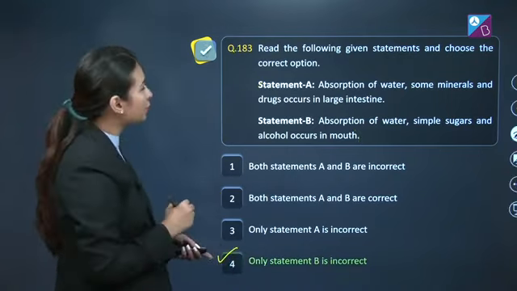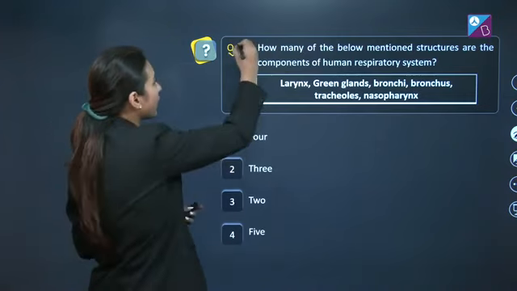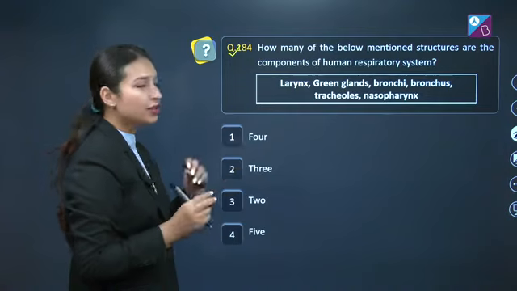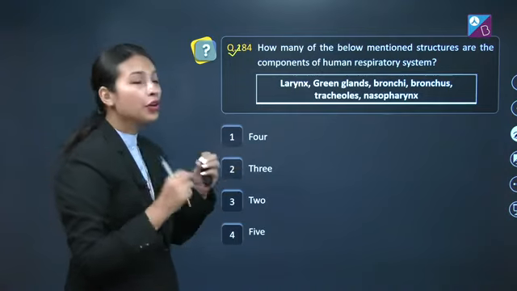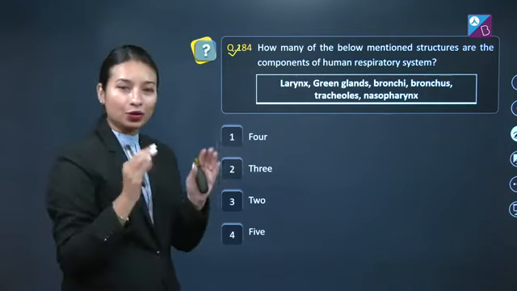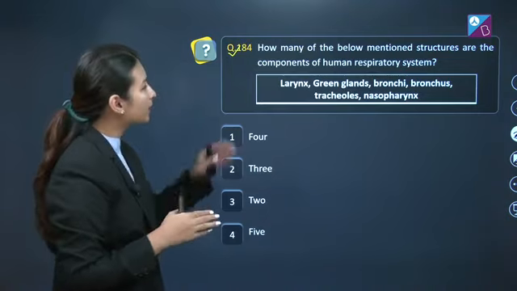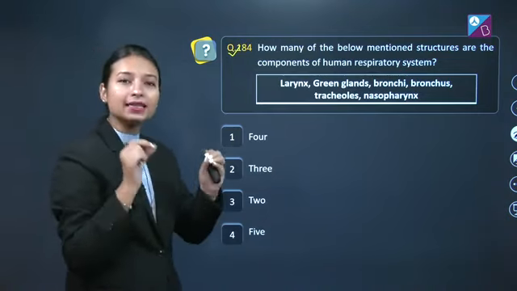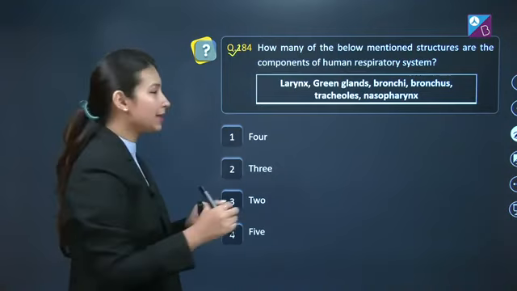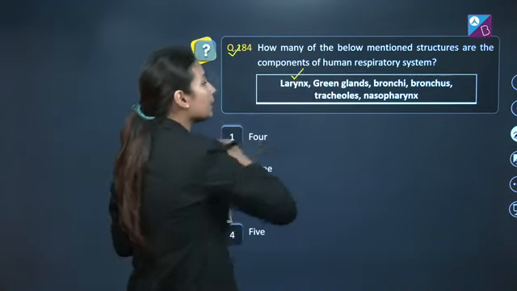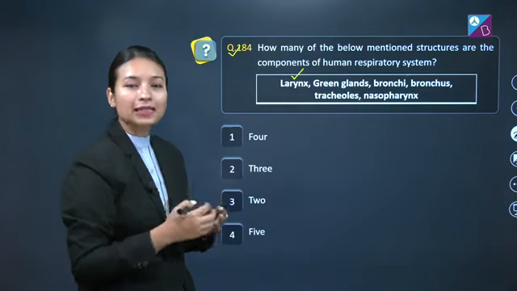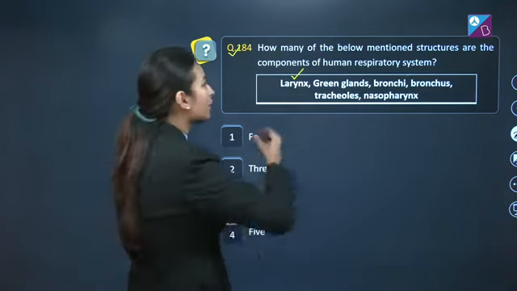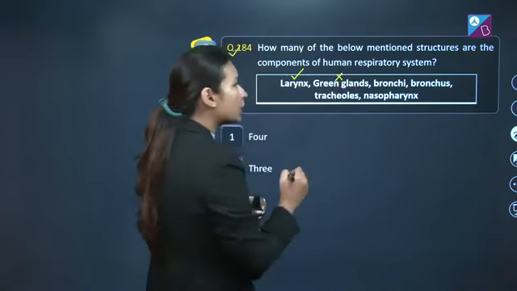Now let's move on to next question, that is question number 184, which states how many of the below mentioned structures are the components of human respiratory system. So let's see one by one. Larynx. Now larynx is commonly known as sound box, and it is included in the human respiratory system. So this will be included. Green glands. Now these are present in prawns for excretion. So that's why this will not be included.